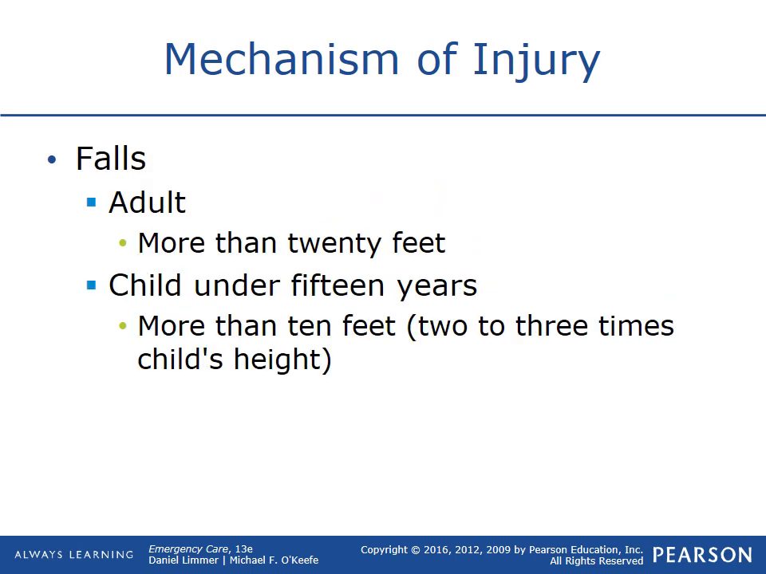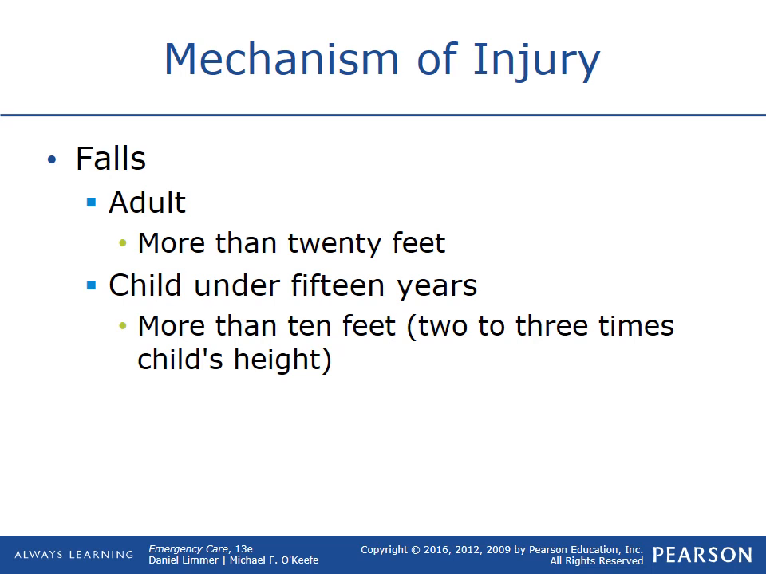Other types of mechanism of injury: falls. If an adult falls more than 20 feet, this is automatically considered a critical fall. If a child under 15 years old falls more than 10 feet, which is two to three times the child's height, then this is also considered a critical fall. That's because the higher they get, the more chance they have of getting hurt.